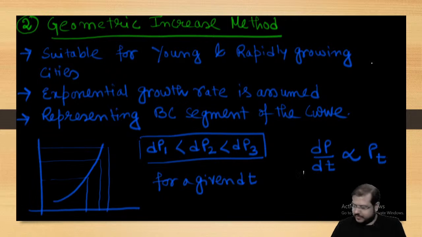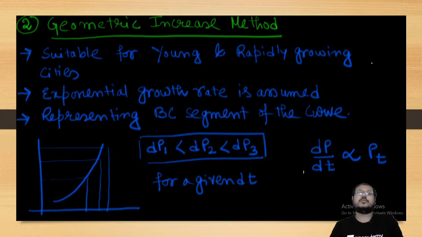Now, we are going for the second method, that is the geometric increase method. Like the arithmetic method which we saw earlier is applicable for old and settled cities, whereas the geometric method is applicable for young and rapidly growing cities. Here it is written that exponential growth rate is assumed.